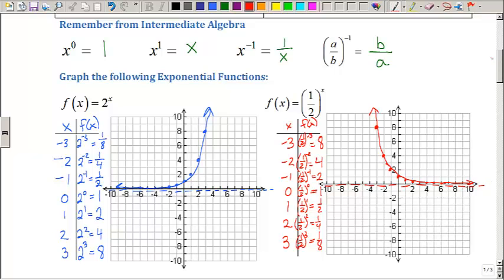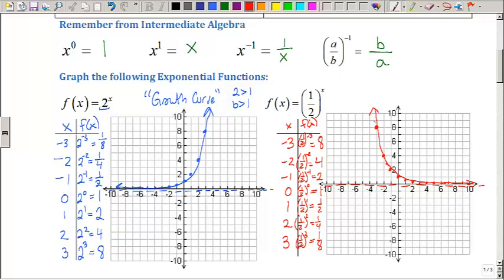There's a lot of similarities between this blue function and this red function. The blue function is increasing from left to right, whereas the red function is decreasing from left to right, although my asymptotes are the same in both. My blue function is called a growth curve. It's called a growth curve because it's increasing from left to right. Another way we know it's a growth curve is because my base 2 is greater than 1. Whenever your base is greater than 1, you have a growth curve.